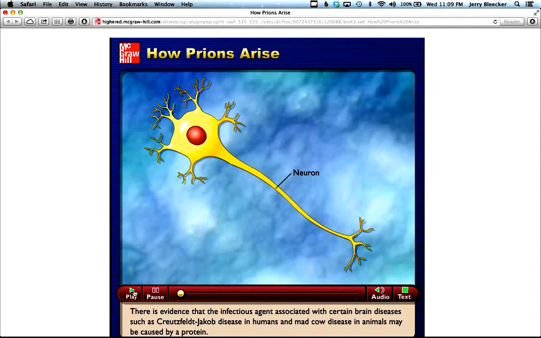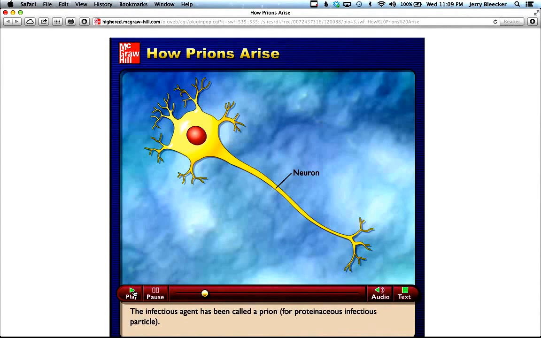There is evidence that the infectious agent associated with certain brain diseases, such as Creutzfeldt-Jakob disease in humans and mad cow disease in animals, may be caused by a protein. The infectious agent has been called a prion, for protonaceous infectious particle.